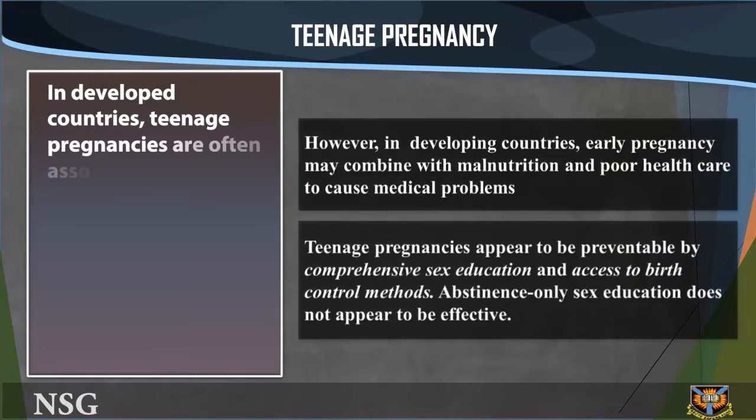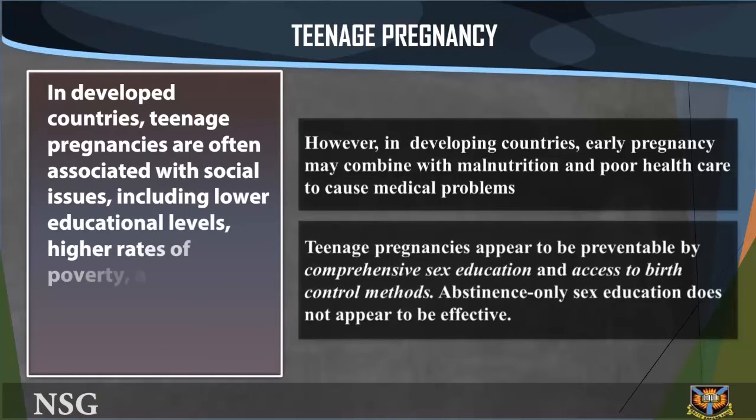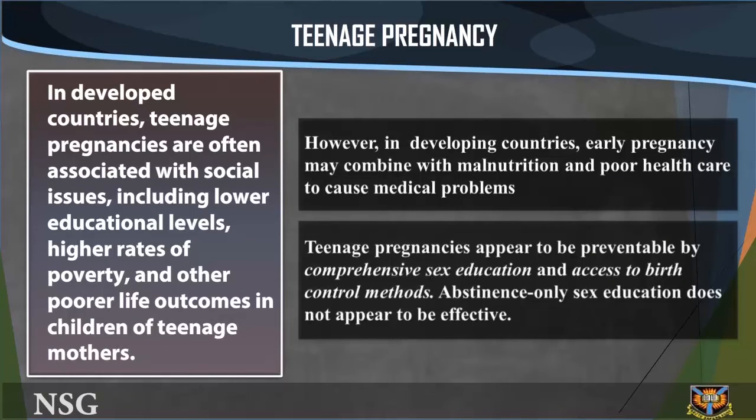In developed countries, teenage pregnancies are often associated with social issues, including lower educational levels, higher rates of poverty, and other poorer life outcomes in children of teenage mothers. Teenage pregnancy in developed countries is usually outside of marriage and carries a social stigma in many communities and cultures. By contrast, teenage parents in developing countries are often married, and their pregnancies welcomed by family and society.